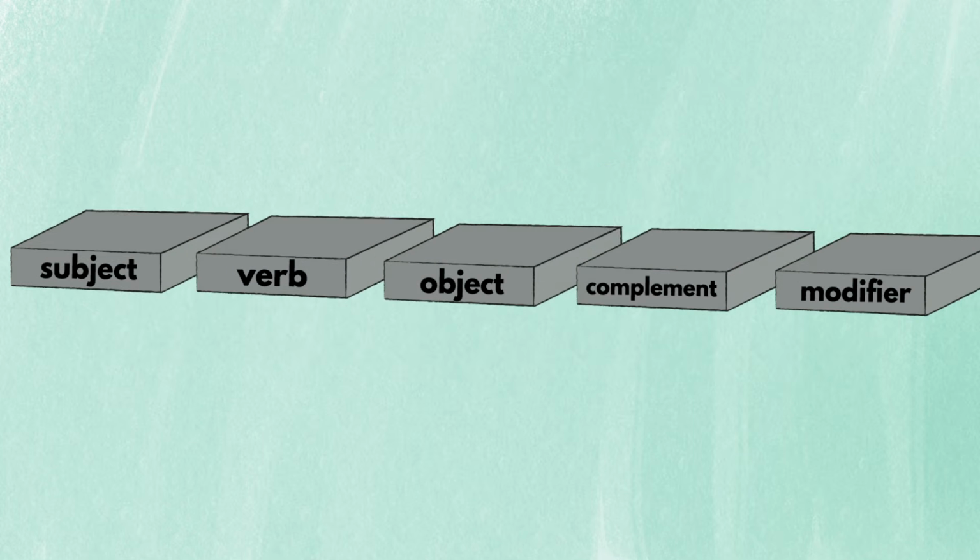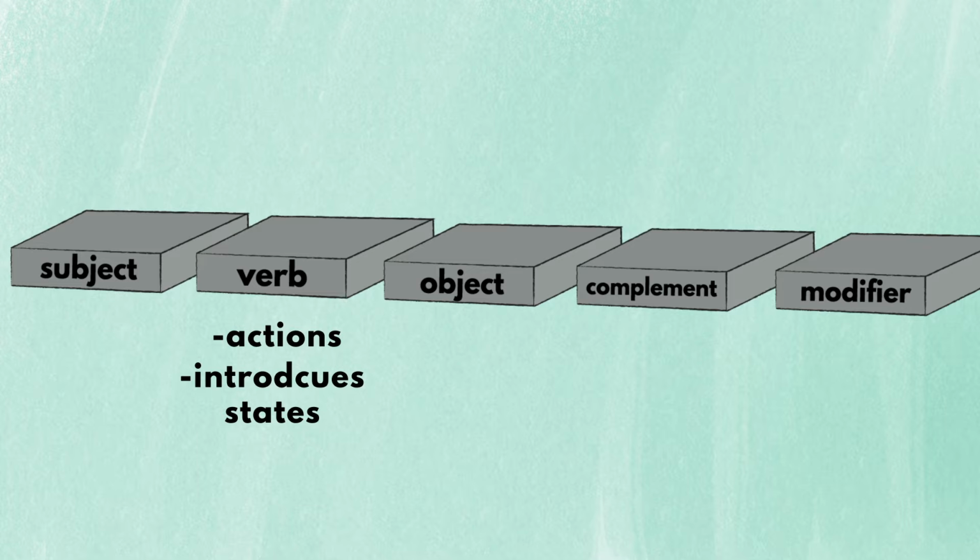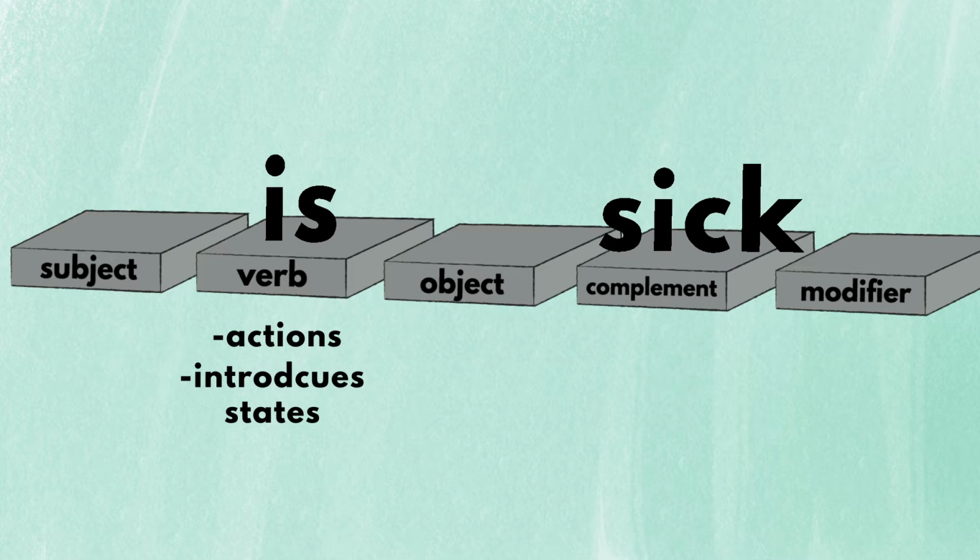Let's begin. There are 5 kinds of grammatical functions: the subject, verb, object, complement, and modifiers. Let's start with the verb. The verb either refers to action or introduces states. For instance, the word eat is a verb because it expresses an action. The word is also a verb because it introduces states, as in is sick.